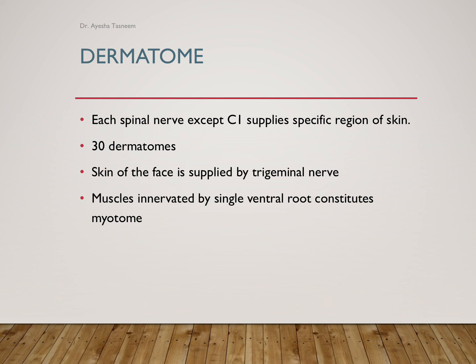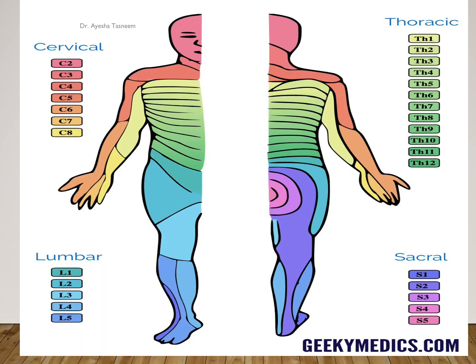Then we come to the dermatomes. Each spinal nerve except C1 supplies a specific region of skin. We have 30 dermatomes, and the skin of the face is supplied by the trigeminal nerve. Muscles innervated by a single ventral root constitute a myotome. Here you can see different dermatomes.